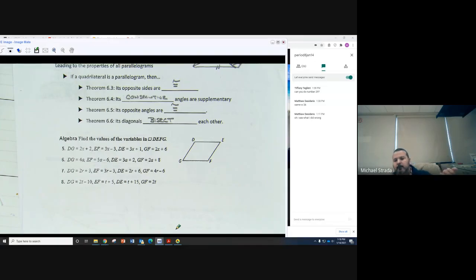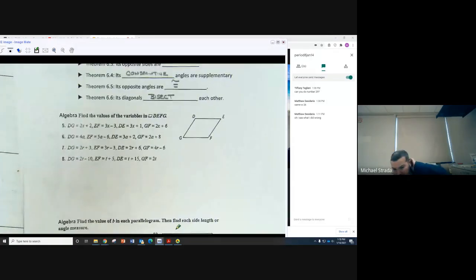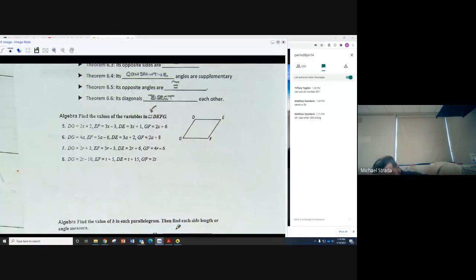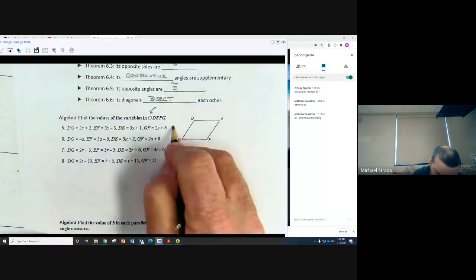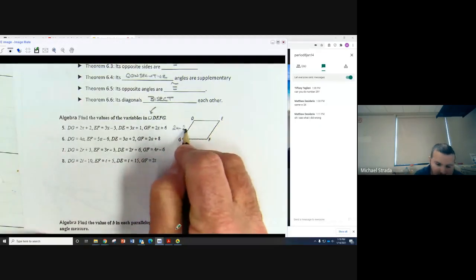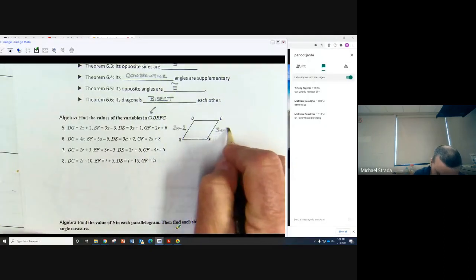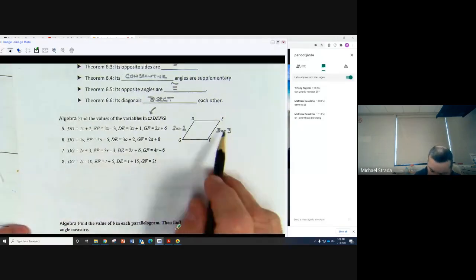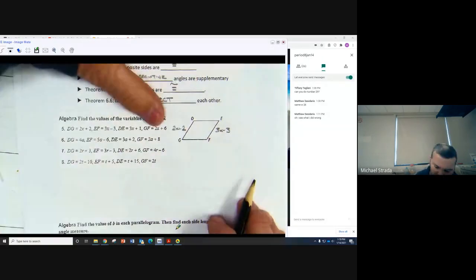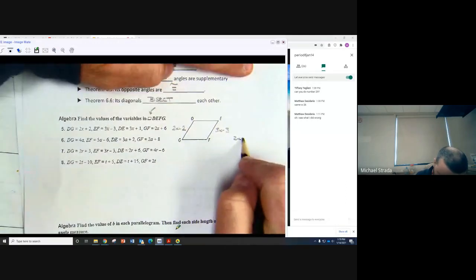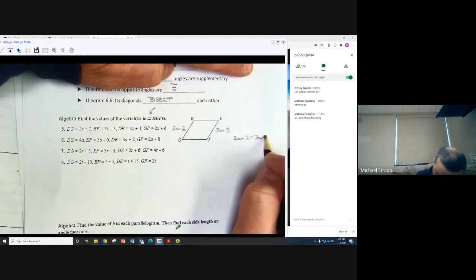All right. So we come down to the next diagram. It says find the values of the variables in D, E, F, G. That symbol tells us it's a parallelogram. So we are allowed to assume all the properties of a parallelogram are true. So they say DG is 2x plus 2. And they say EF is 3x minus 3. Those are sides that are opposite each other, so we can set up an equation. 2x plus 2 equals 3x minus 3.